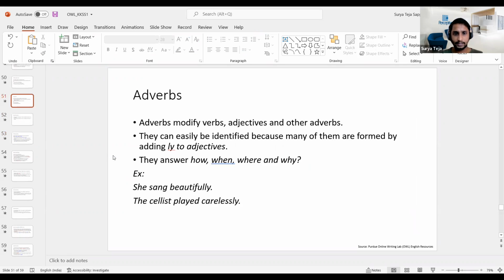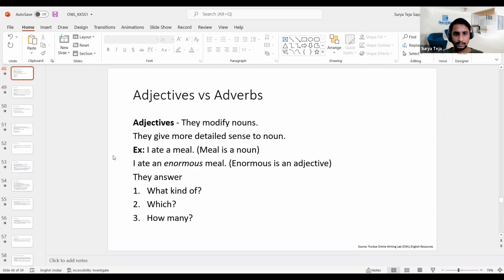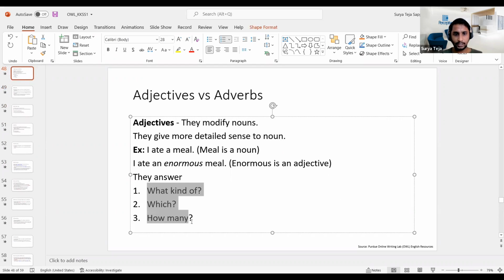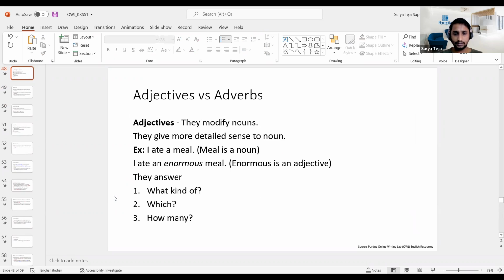In case of an adjective, as I've said, it answers these questions: what kind, which, and how many. If you remember these questions, it becomes easy to communicate to another person, especially in written form, because we don't necessarily be present there. In written form, sometimes it depends upon the person's way of perceiving things. So these questions would make it easy for us to communicate. So that's it for today. I'll just stop sharing my screen.